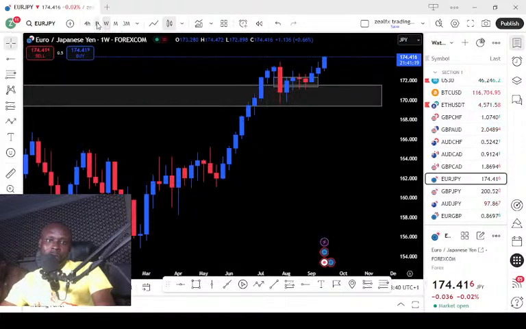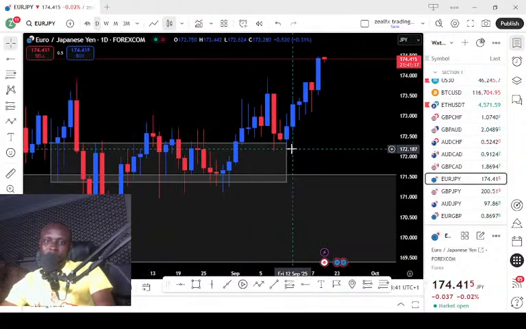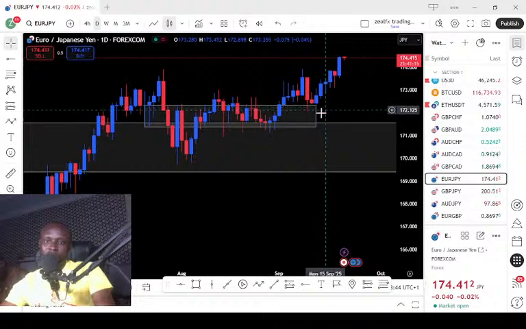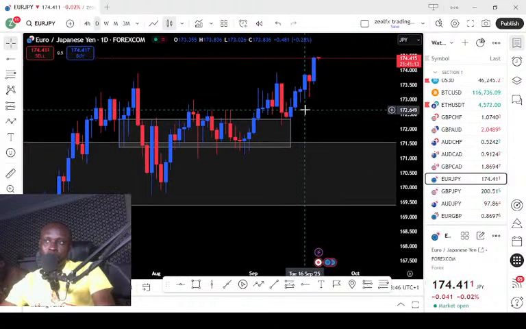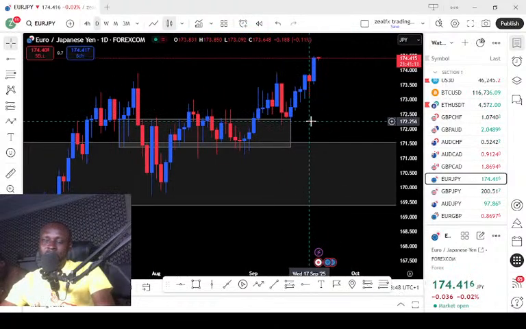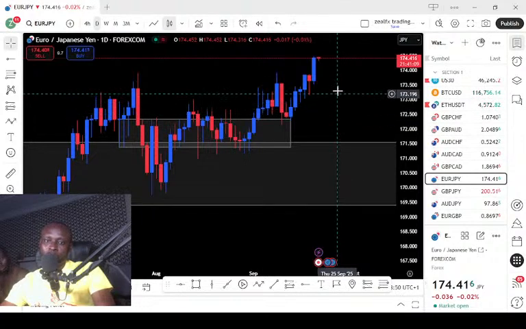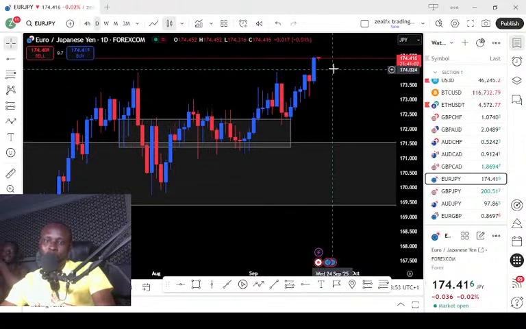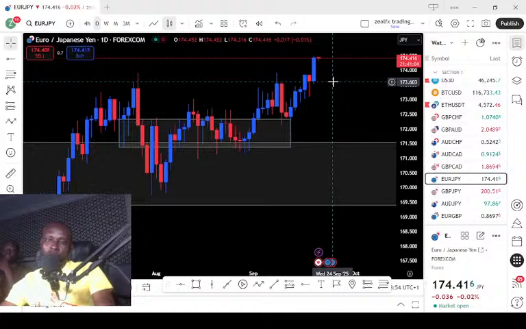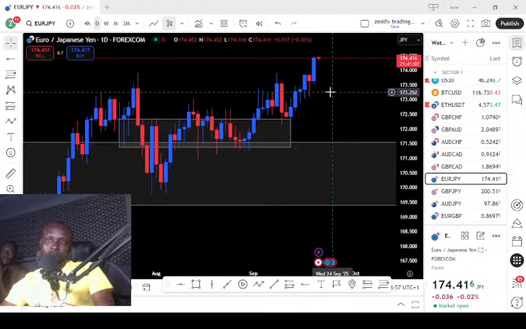So let's go to our daily chart. On our daily chart, you can see that we have a series of higher lows, which indicates a strong bullish move for EURJPY. So look for more buying opportunities on the lower time frame this week on the Euro JPY. Look for more buying opportunities this week.